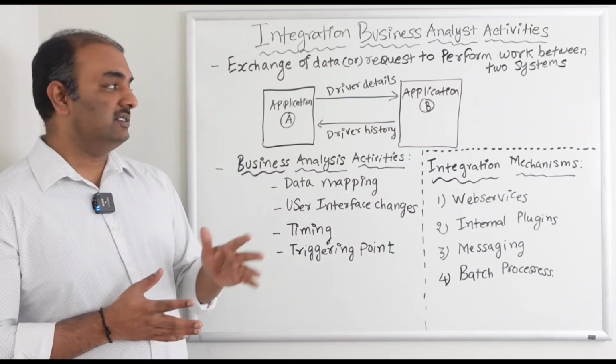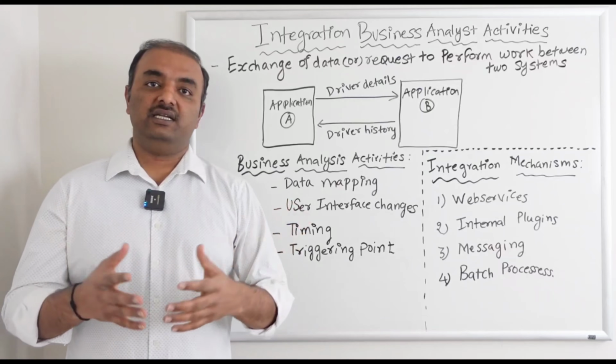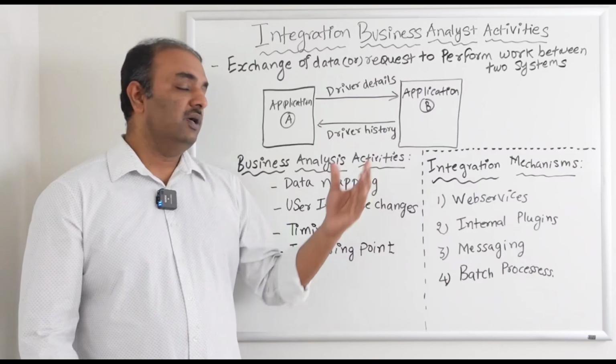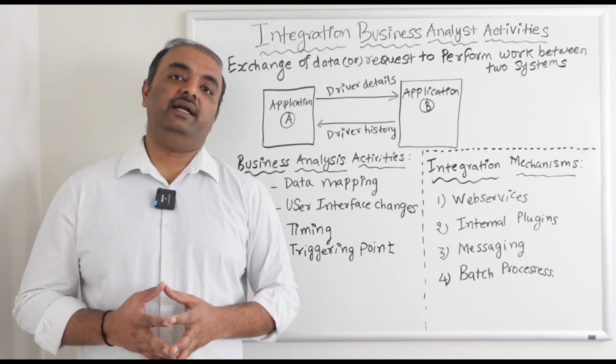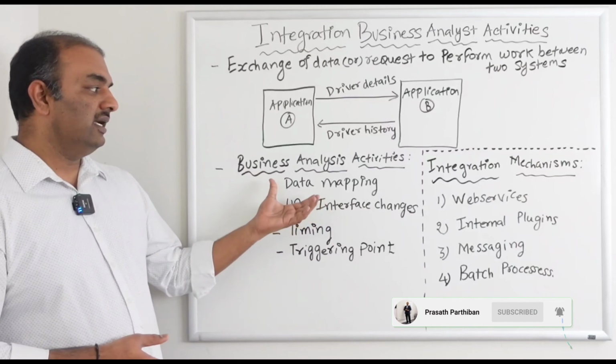As I told you, sending the data, receiving the data, or it could have any error condition. Say in case the driver information is not available in the target system, what kind of error do we need to get? Or when are we going to trigger that? So all those details have to be in the data mapping.